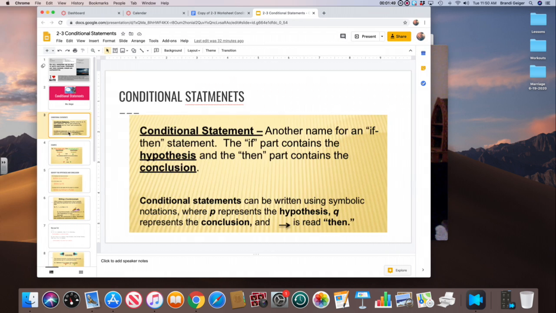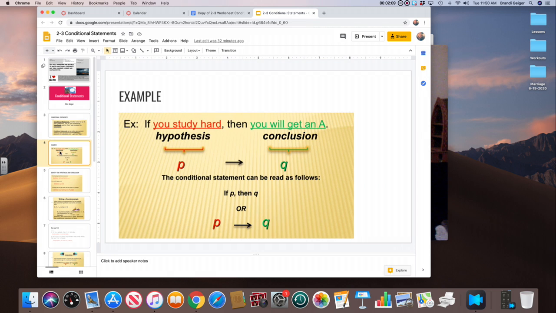Okay. So conditional statements. A conditional statement is just another name for an if-then statement. The if part is called the hypothesis, and the then part is called the conclusion. You've probably heard about hypotheses and conclusions in science class. So here's your first example. If you study hard, then you will get an A. So the hypothesis is the if part, you study hard. The conclusion is the then part, you will get an A.